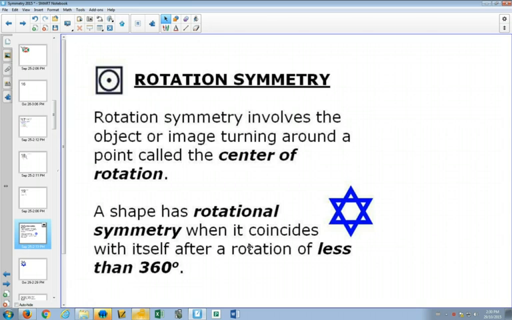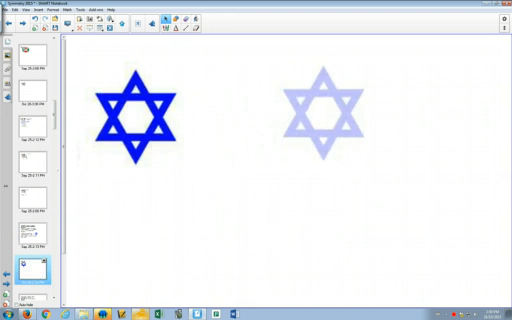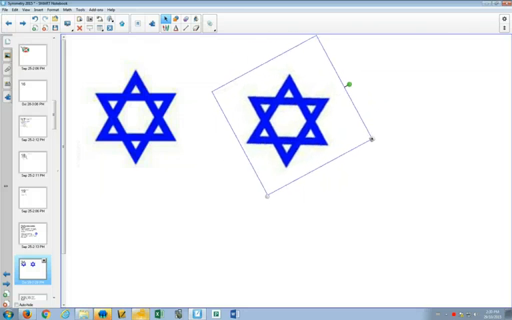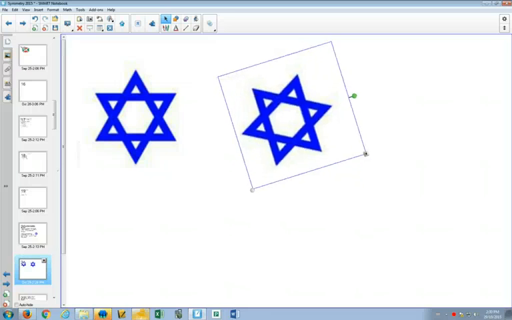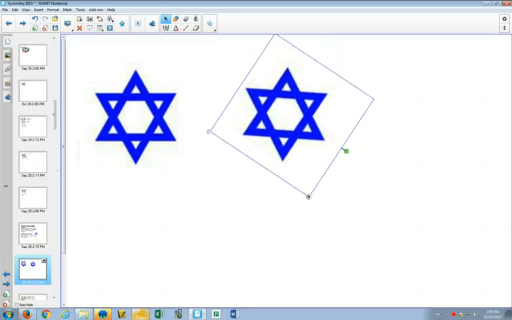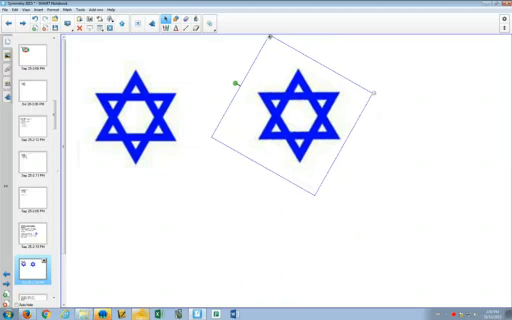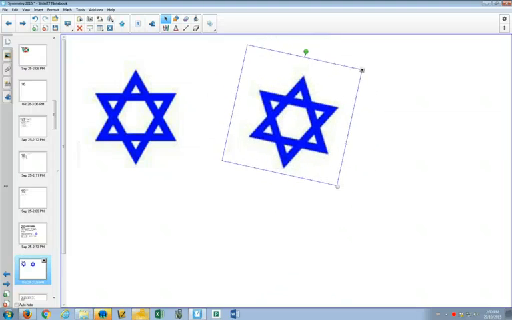All right, so a shape has rotational symmetry when it coincides with itself after rotation less than 360. So here's our shape. I'm going to draw another one right here. If I take this shape and I rotate it, can you see that it matches up? And it matches up the same again here, and the same there, and the same there. And now it's back to where we began.